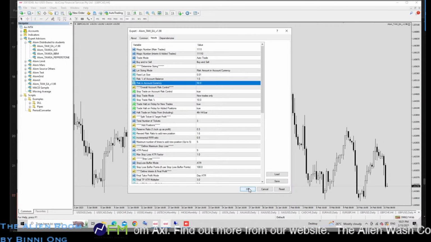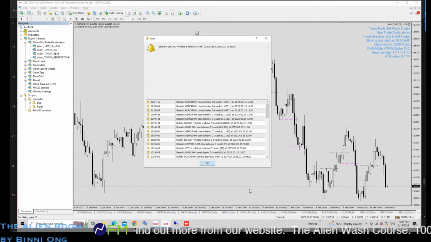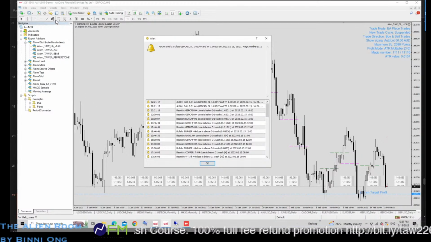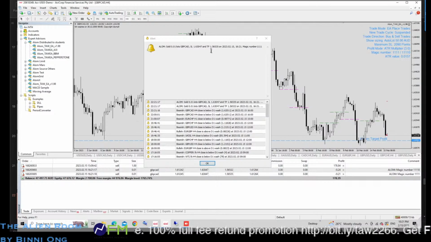You open, bang. If it can open the trade, you open the trade. If it cannot open the trade, it doesn't open the trade for you. Somehow if you can open the trade, then it opened already, and you have your stop loss all set in for you here.